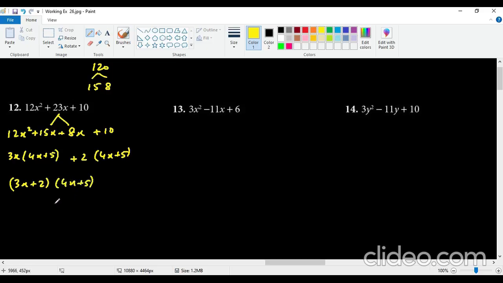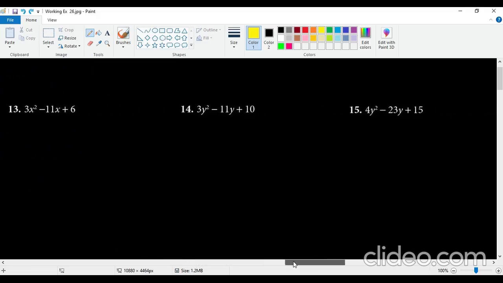In reality, it means that when you multiply these two brackets, it's going to give you this. So be very careful with this. Factors means that you need to find two things that, when multiplied together, give you this quadratic expression. Now in question number 13, it says that you have 3x square and 6. So 3 times 6 is 18, and 18 should be divided in such a way as to give you negative 11.